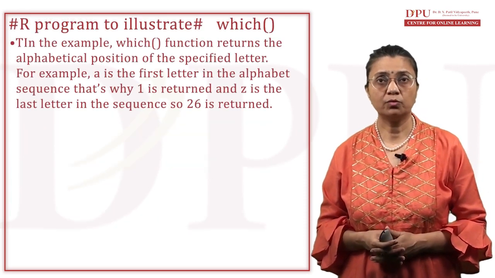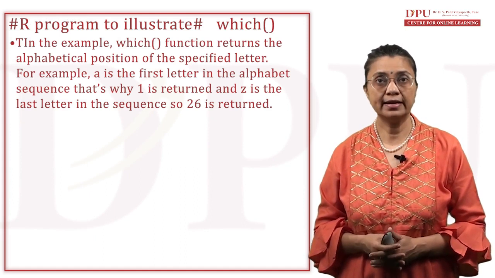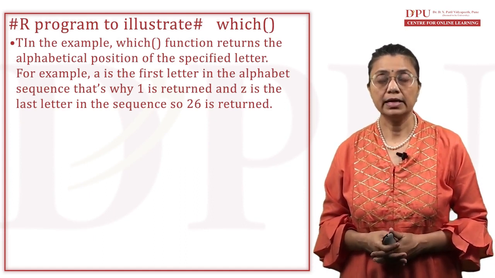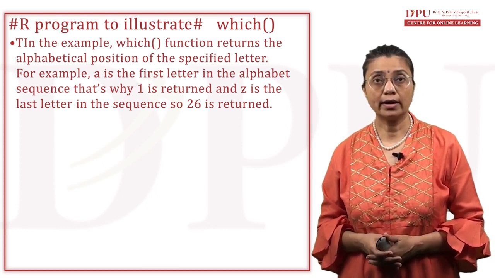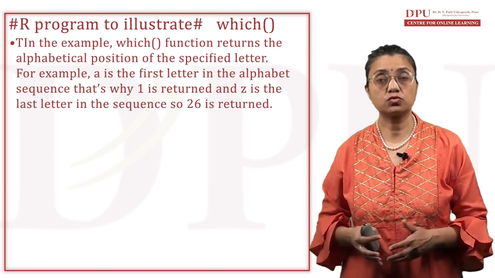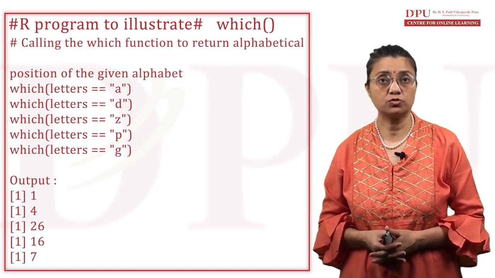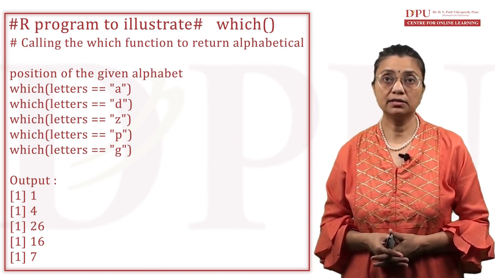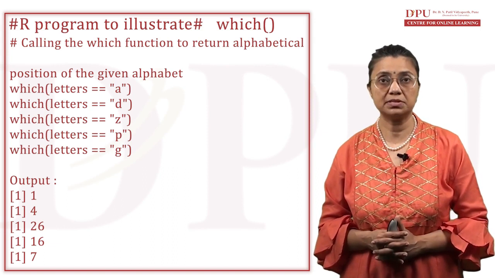In this example, which function returns the alphabetical position of the specified letter? For example, A is the first letter in the alphabet sequence and that is why 1 is returned, and Z is the last letter in the sequence, so 26 is returned. Let's have a look at how we apply the which function. Now we are calling the which function to return the alphabetical position of the given alphabet.